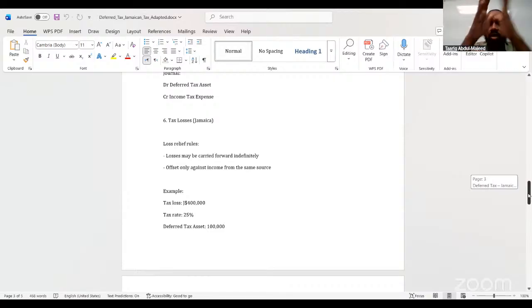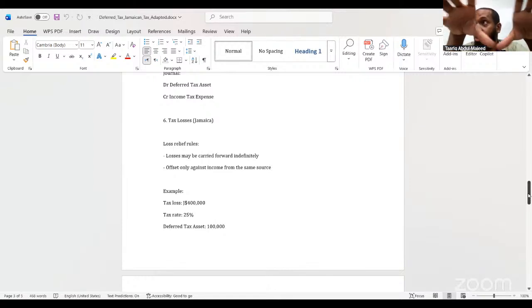Now, the third and final main thing is tax losses. Loss relief rule. Losses may be carried forward indefinitely, right? So locally, our tax laws allow you to carry forward the losses indefinitely, and this is from 2014 up. You cannot carry back. So you can't say you never filed 2022 and you made a loss in 24, but now you filed 22, 23, 24, so you're going to carry it back. No, you can't do that, right? You can only carry forward. So losses can only be carried forward indefinitely.